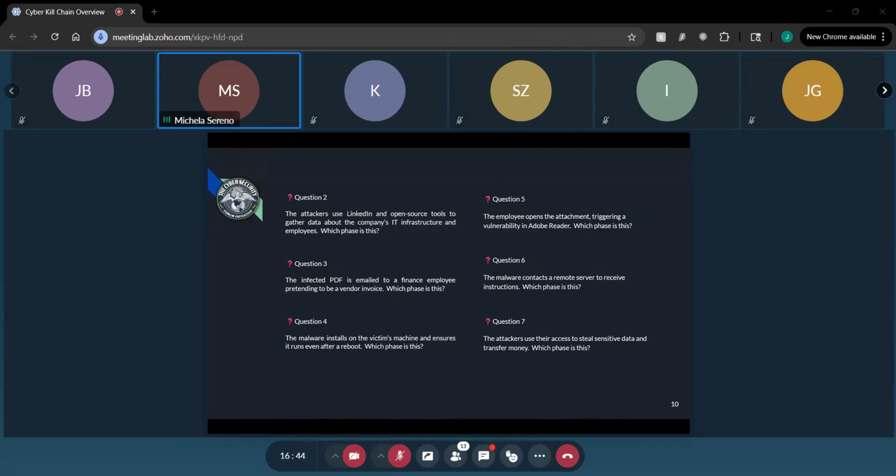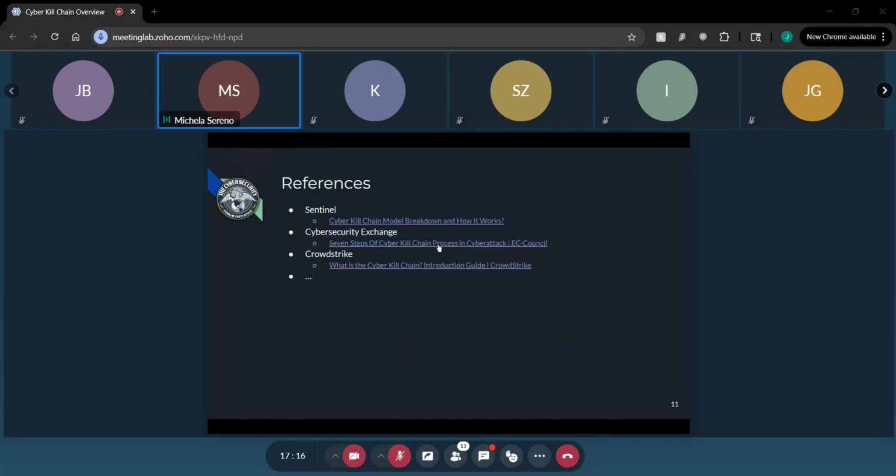Number 6, the malware contacts a remote server to receive instructions. Which phase would that be? Command and control. Great. Thank you. And last one, the attackers use their access to steal sensitive data and transfer money, which is the remaining section. Yes, actions on objectives. Thank you. Okay, great. It seems like you got all of them.